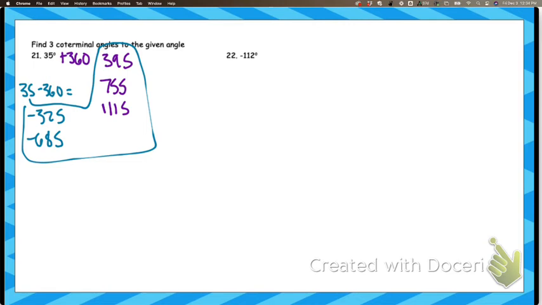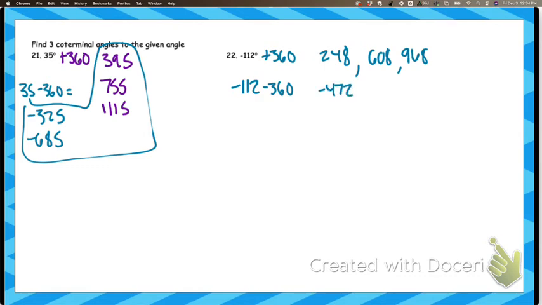So same thing with negative 112. I could add or subtract 360. If I add 360, I get 248. I can add 360 again, and I get 608. I could add 360 again, and again, you can just keep adding it over and over. Or you could have subtracted 360. So negative 112 minus 360 would give us negative 472. Subtract it again, and you can keep going as long as you need to.